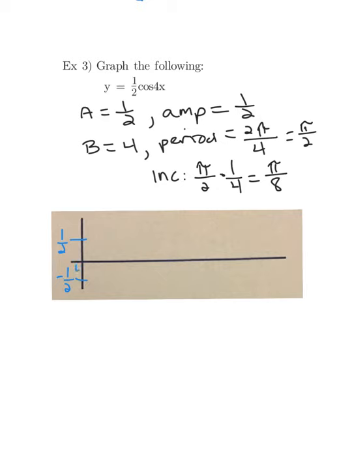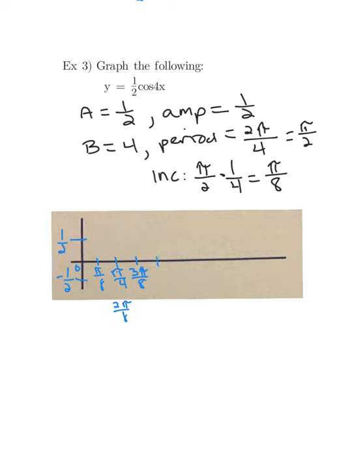So we're going to have 0 that we start at. We're going to add pi over 8 to that. Well, that puts me at pi over 8. Pi over 8 plus pi over 8 gives me 2 pi over 8, which equals pi over 4. 2 pi over 8 plus pi over 8 gives me 3 pi over 8.